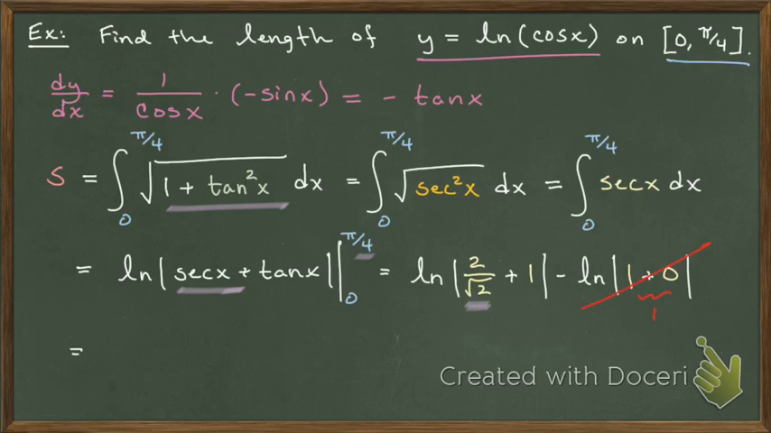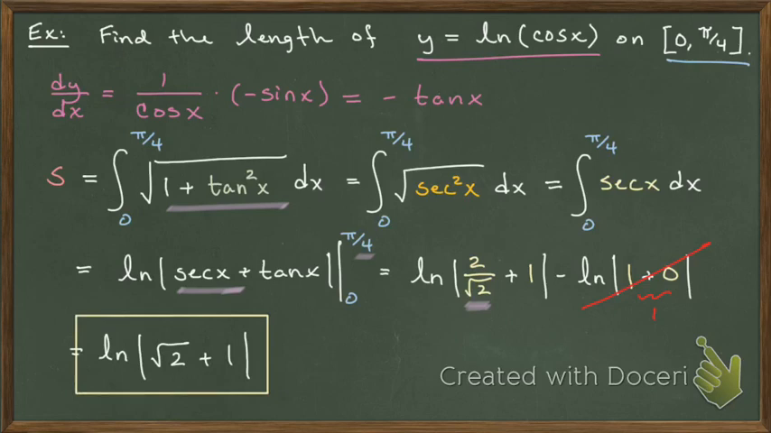2 over radical 2 is actually rationalized as radical 2, and all I have left then is natural log of radical 2 plus 1. I could drop the absolute value signs because radical 2 plus 1 is indeed positive. There isn't really anything to worry about with those absolute values.